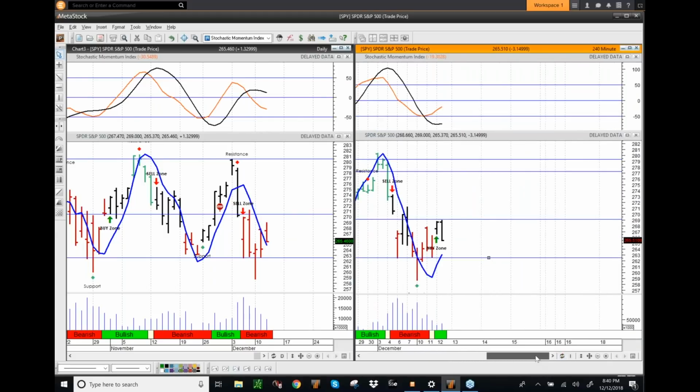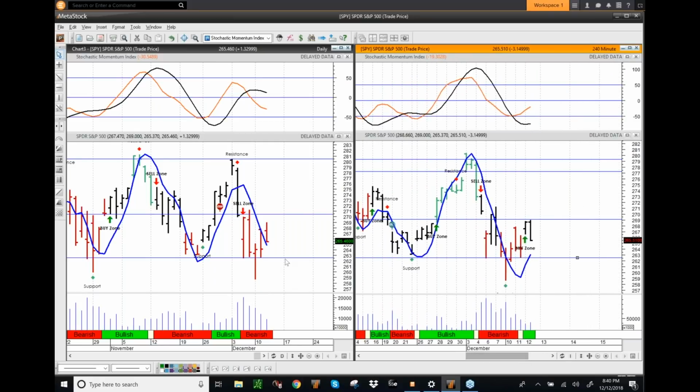Now what the 4-hour is going to do, let's check the date. This sell zone is on the 6th of December. This 4-hour zone, let's see what this gives us. This gives us the sell zone 2 days earlier. So what do you know is coming?